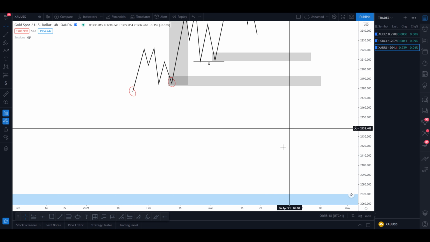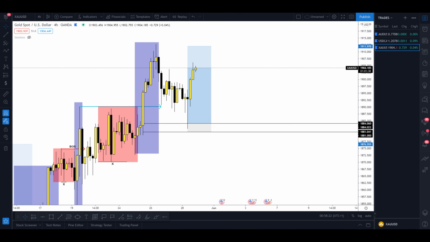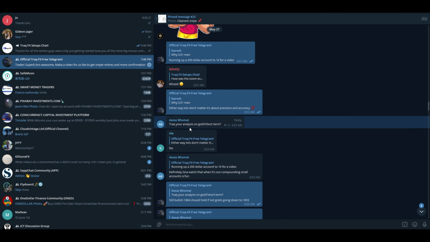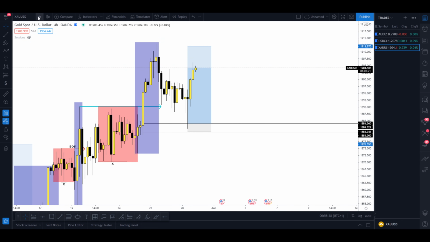Now let me show you guys this amazing gold call out I sent to the Telegram group chat. Right over here, someone had said track your analysis on gold. I was out, so I couldn't send it, but I said still bullish, 1884 should hold, if not gold going down to 1853.